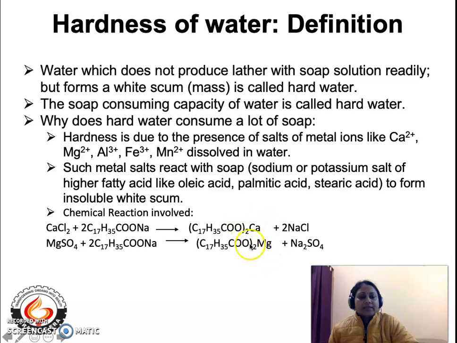Now the calcium and the magnesium salts of the oleic acid are precipitates, whereas the sodium salt of oleic acid is not a precipitate, it dissolves in water. But if such hardness causing salts are present, then the calcium and magnesium salt of the oleic acid that is formed will appear as a white precipitate, which does not allow the soap action. That means the action of soap is depressed because of this.